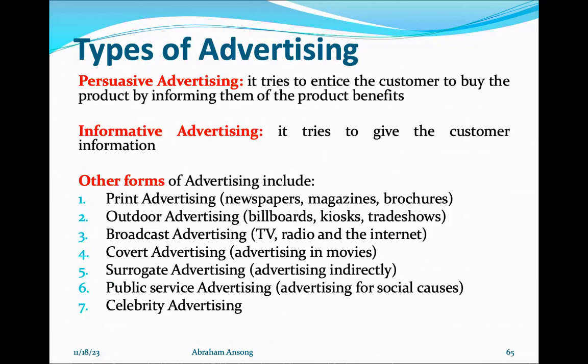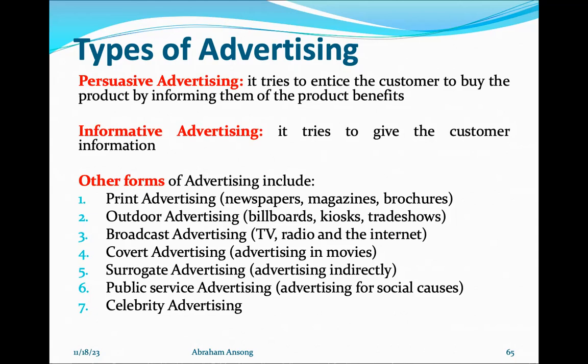So, types of advertising: you can have persuasive advertising. It tries to entice the customer to buy the product by informing them of the product's benefits. All right. So with persuasive advertising, you want to emphasize the benefits or utility of the product in order to convince customers to buy it. We can have informative advertising. It tries to give the customer information, just to inform them about certain things concerning the company and its products.